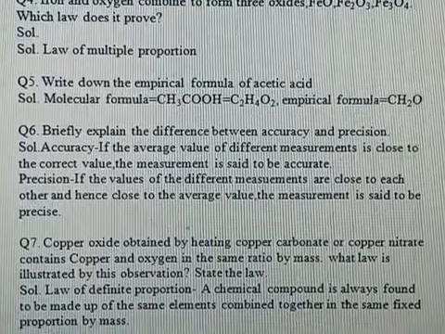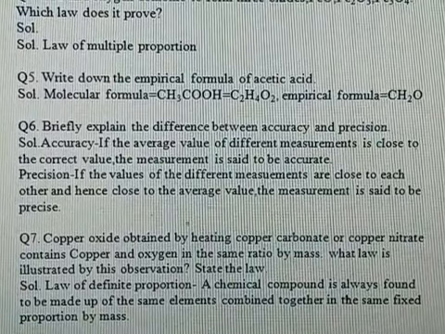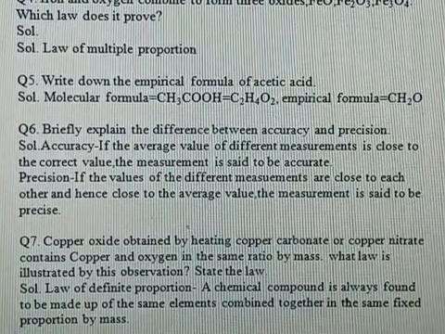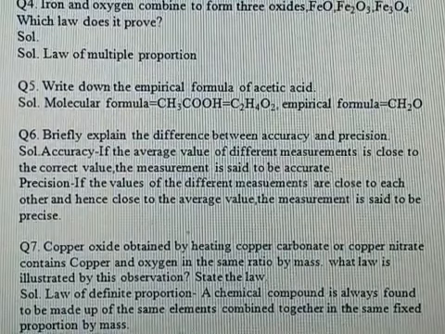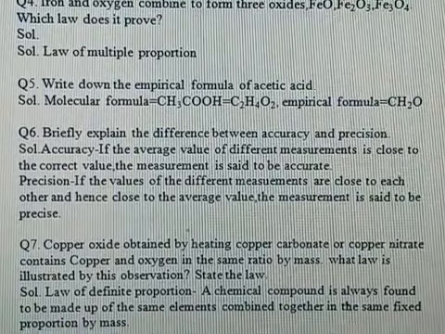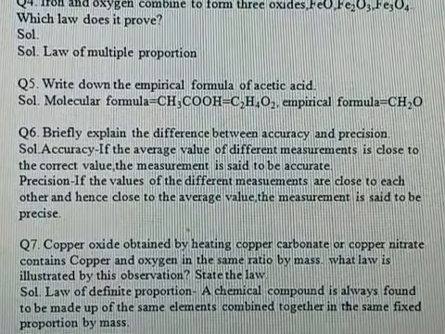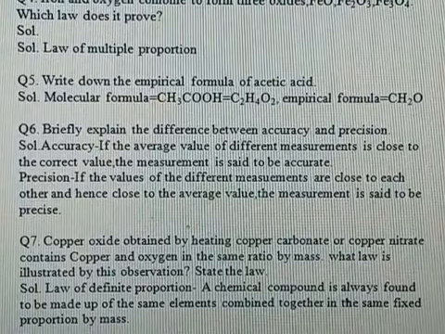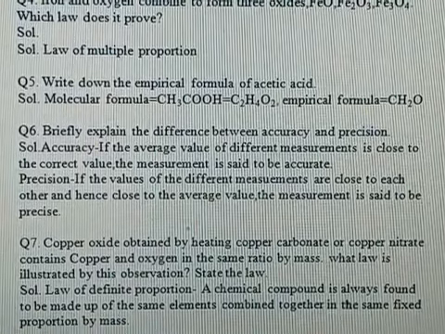Question number 7. Copper oxide obtained by heating copper carbonate or copper nitrate contains copper and oxygen in the same ratio by mass. What law is illustrated by this observation? State the law. So this is law of definite proportion, which states that a chemical compound is always found to be made up of the same elements combined together in the same fixed proportion by mass.